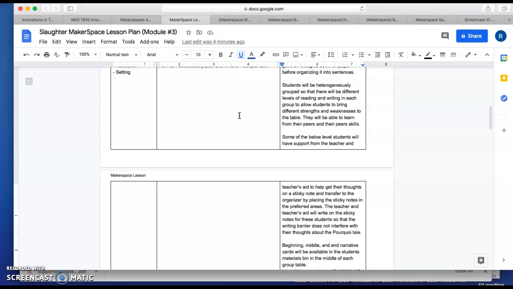The teacher and the teacher's aide will write on the sticky notes for these students so that the writing barrier does not interfere with their thoughts and the pourquoi-tail. And I use this on a daily basis across all subjects for these students who are performing at a kindergarten or first grade level in my classroom, and they really just can't write at that third grade level. It is a writing barrier, and it does interfere with what they're thinking and trying to get their thoughts on paper.